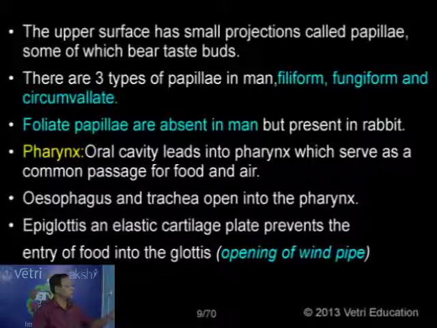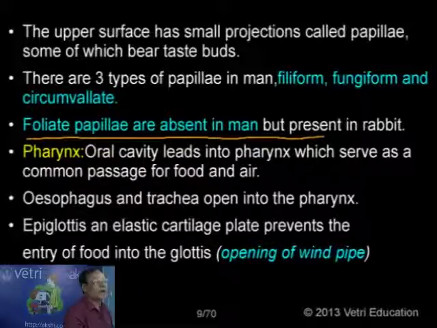Now, one more type of papilla which is absent in man is found in the rabbit, and that is called the foliate papillae. It is a leafy structure found in the rabbit but absent in human beings. So we have three types of papillae in humans, but four types of papillae in the case of rabbit.